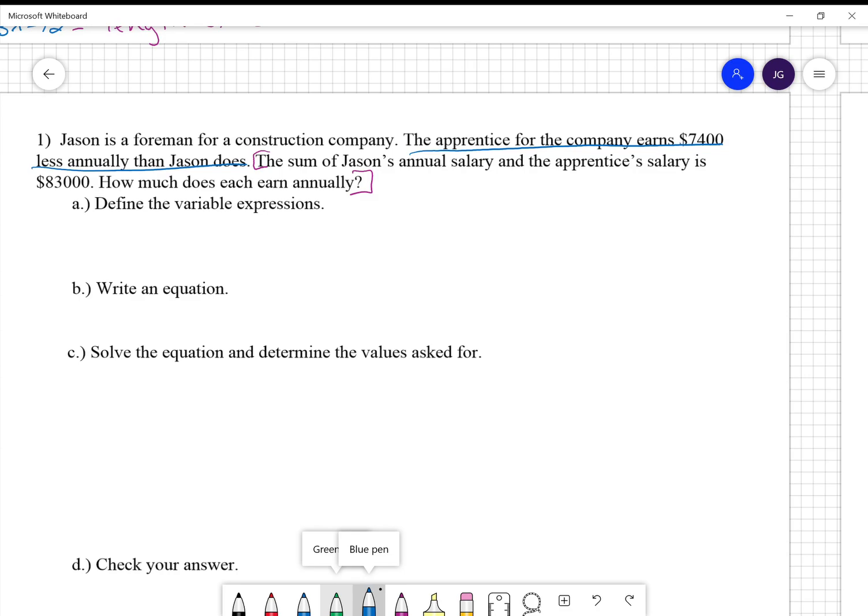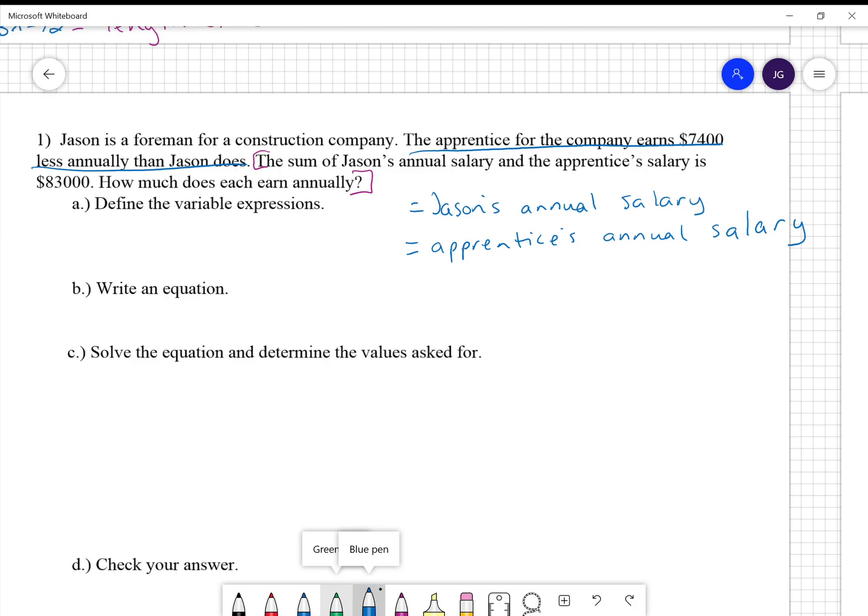Our two unknowns are Jason's annual salary and apprentice's annual salary. One of them is just plain old X. Yeah, I'm going to use X because otherwise I would use S for salary and my S's look like 5s. So I'm not going to do it. Who is X?